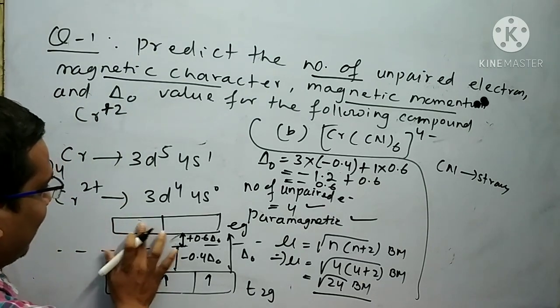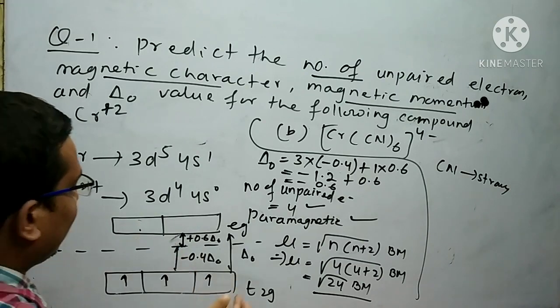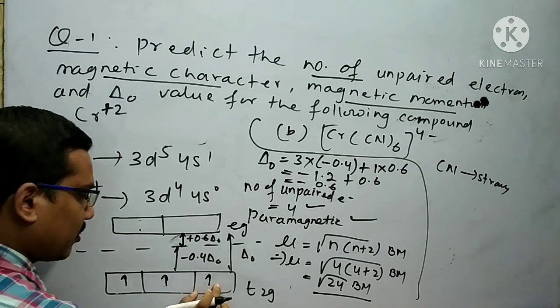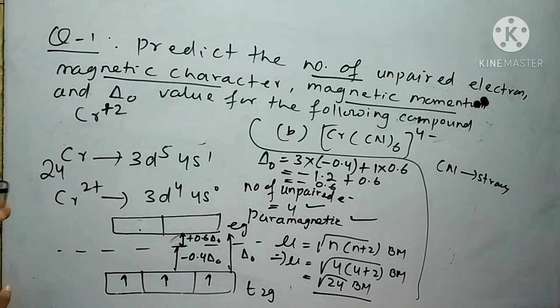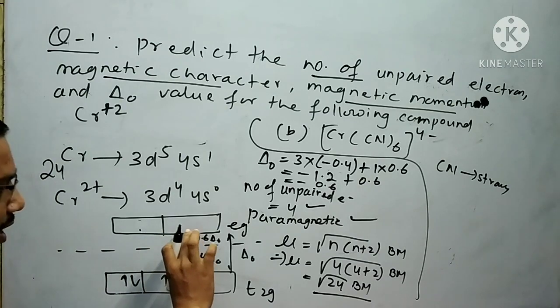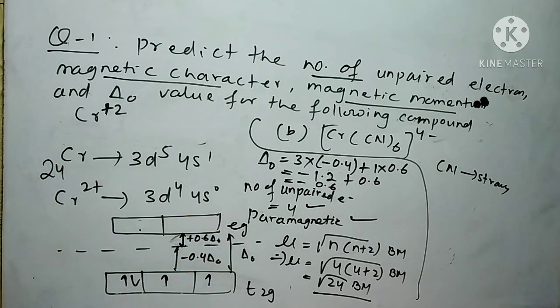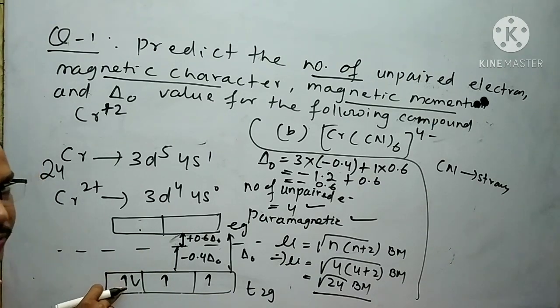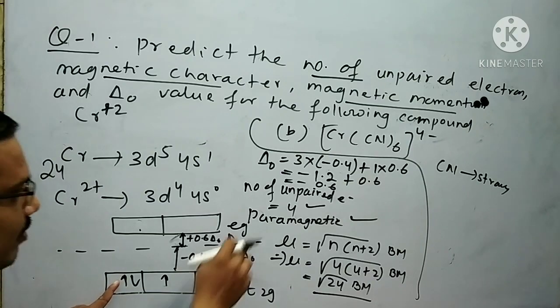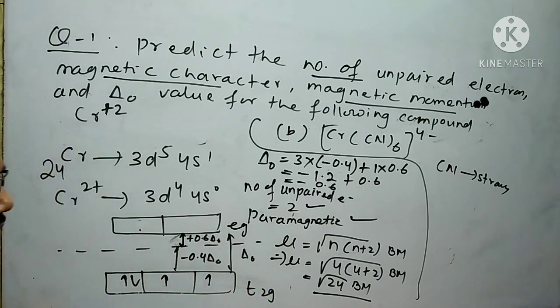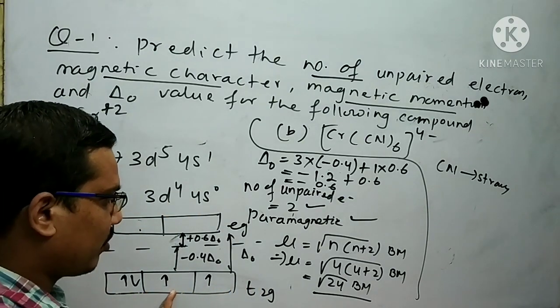So I can arrange the 4 electrons present in the d orbital like this. First electron present here, second electron present here, third electron is also present here, but the fourth electron is present here because in this case CN is the strong field ligand. As a result, the del 0 value is more as compared to the pairing energy. So the fourth electron goes to pairing here. From this diagram, it is clear that the number of unpaired electrons is 2. The magnetic character is paramagnetic due to the presence of unpaired electrons.